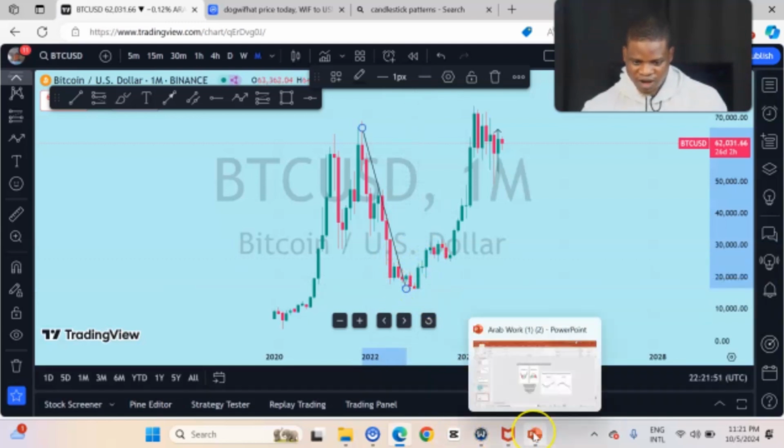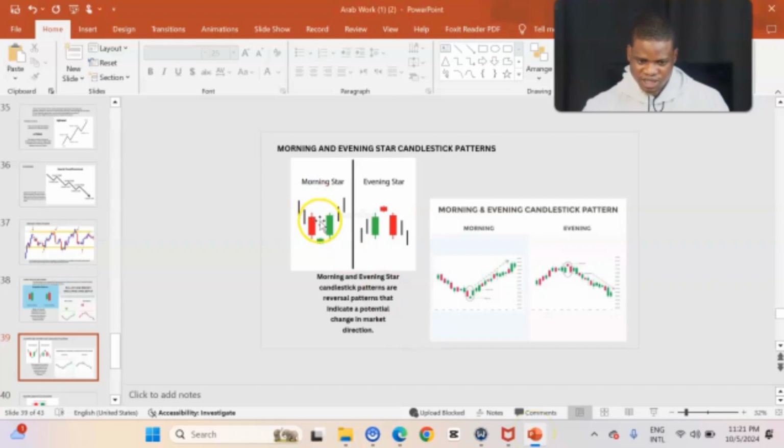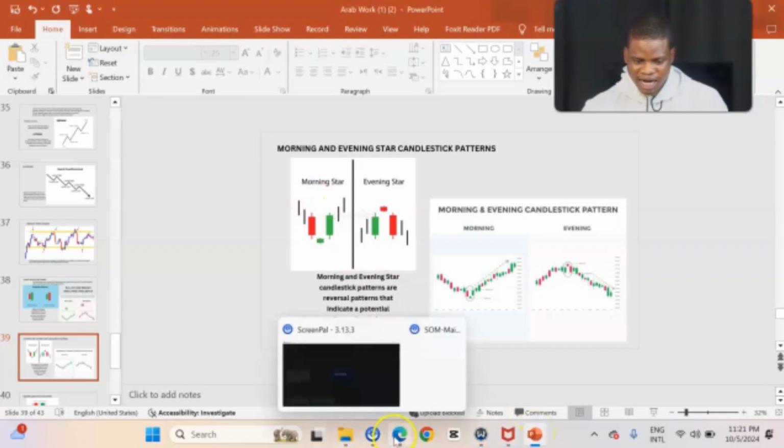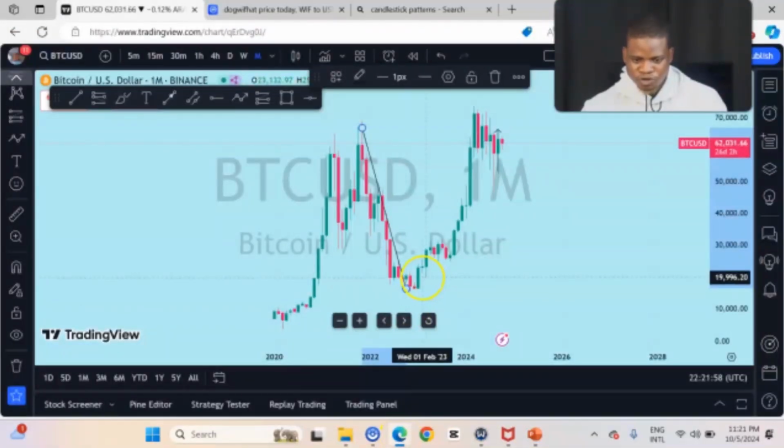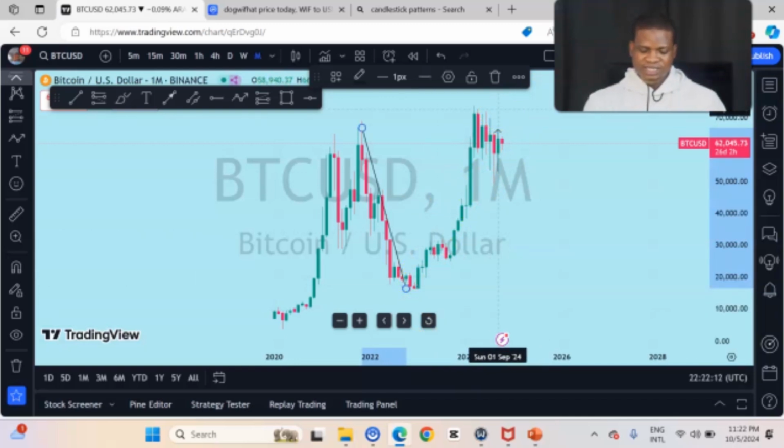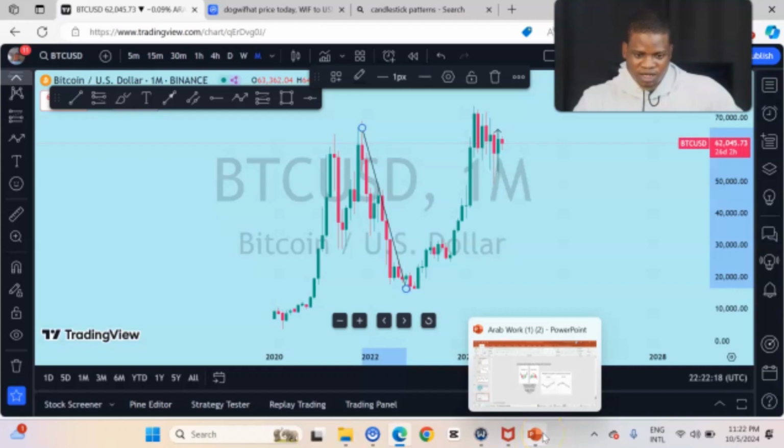Just compare it to what we have here, you will see it is a morning star, right? So after that morning star candle, what happened to the market? The market started going up. Since January of the year 2023, over a year now, almost 2 years now, the Bitcoin market has been going up, right? That is pretty much the message that this candlestick tells us.